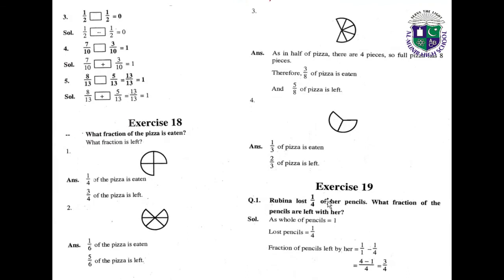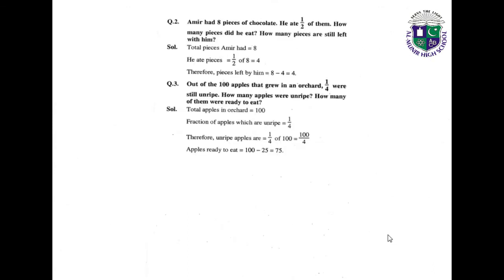Next exercise, exercise 19. Robina lost 1 over 4 of her pencil. What fraction of the pencil is left with her? As the whole pencil equals 1 and the lost part equals 1 over 4, the fraction of the pencil left is 1 minus 1 over 4, which equals 4 minus 1 over 4. 4 minus 1, the value of 1 subtracted from the value of 4, we get the answer 3 over 4. That is your answer.